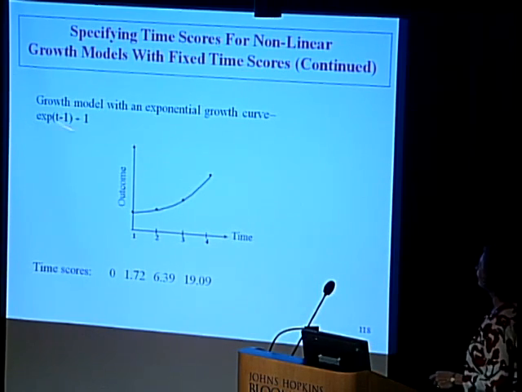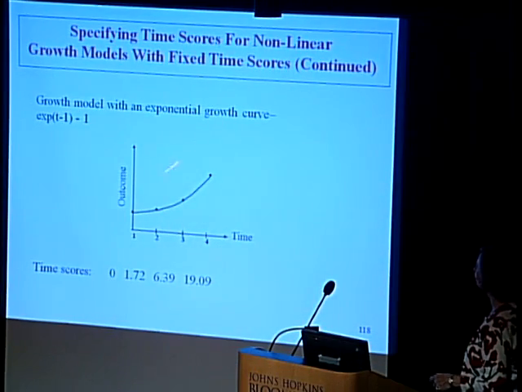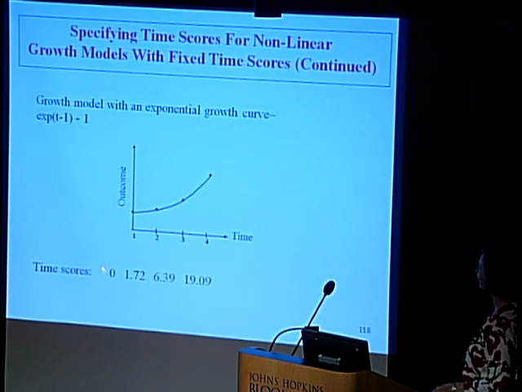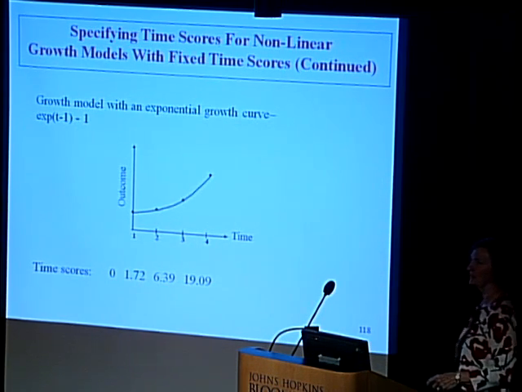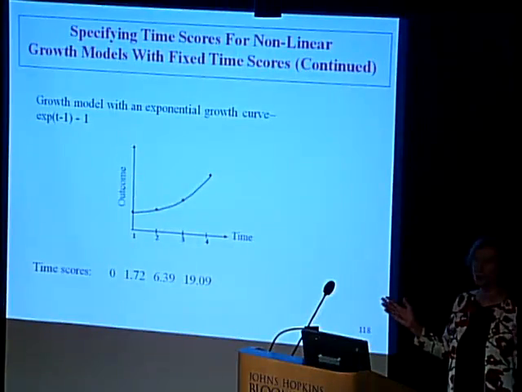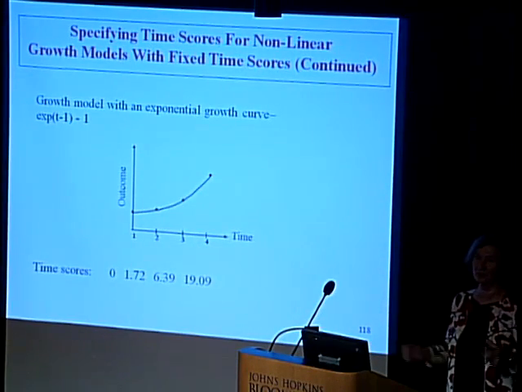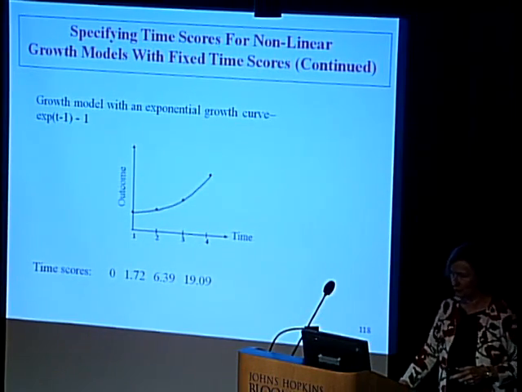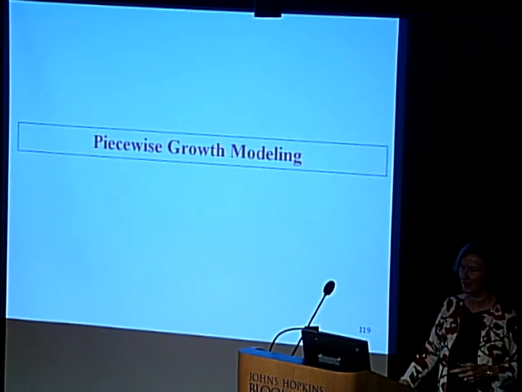Okay. So here's another example, an exponential curve. Once again, you exponentiate time minus 1 and then subtract 1 to get the time scores. And if you do that, you get time scores of 0, 1.72, 6.39, and 19.09. So the world is open to you to find a curve that matches your growth, and you can use this to do that.